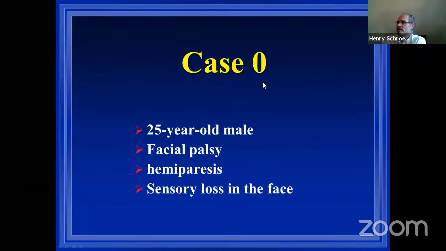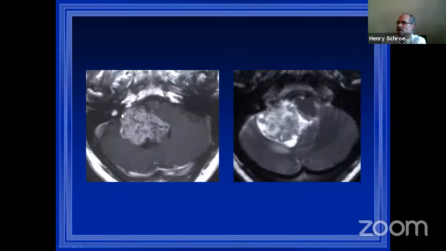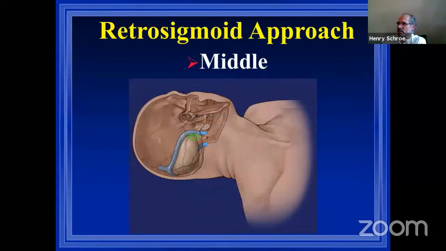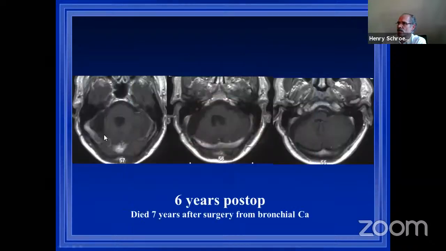So my first case is case 0. This is a 25-year-old male, facial palsy, hemiparesis, sensory loss in the face. He came with this tumor. And this tumor was mainly in the CP angle. So in this case, we did not make a telovelar approach, but we made a lateral retrosigmoid approach, and then we resected this tumor. He was 6 years post-op free of tumor, but died unfortunately from bronchial carcinoma because he was a heavy smoker.